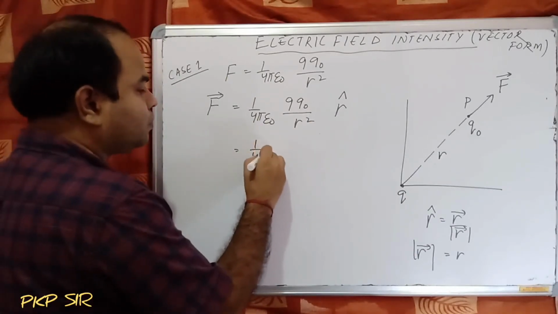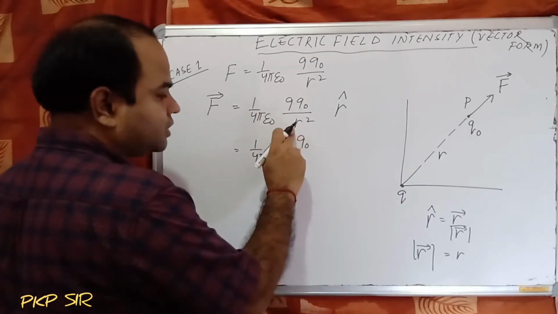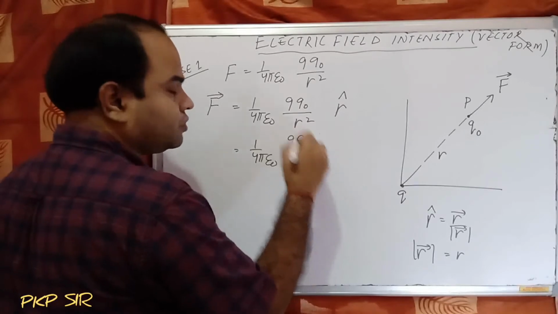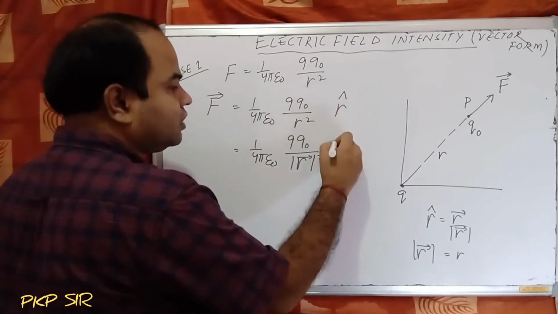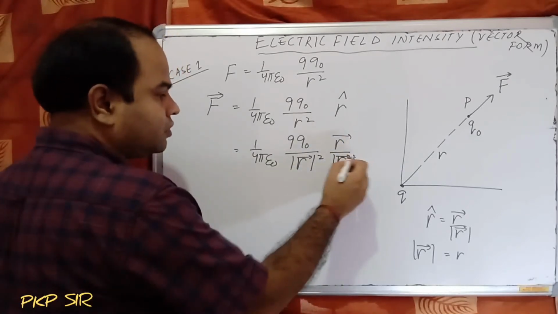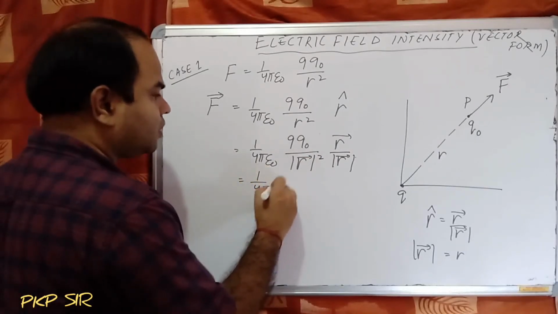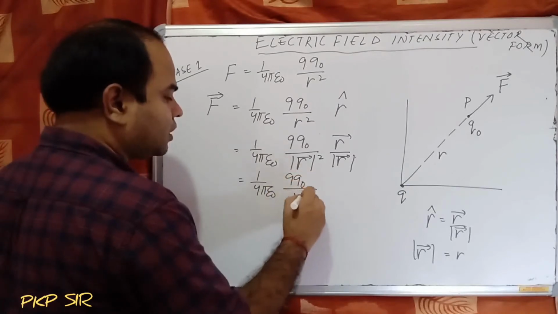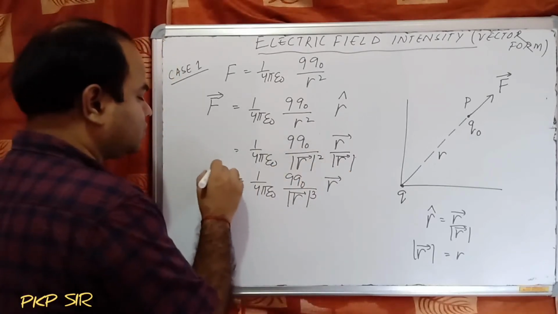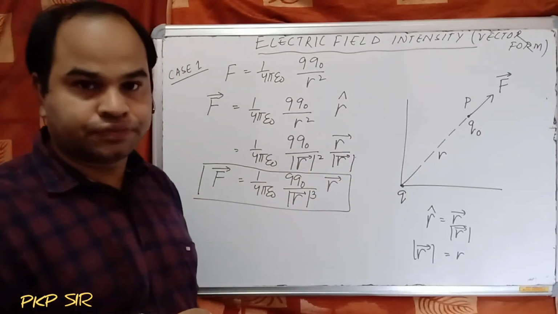So 1 by 4 pi epsilon naught, Q Q naught, divided by the magnitude of r vector squared, into r cap, which is that vector divided by its magnitude. So the powers combine to 3. So this is equal to 1 by 4 pi epsilon naught, Q Q naught by the magnitude of r vector cubed, into r vector. So this is the value of the force experienced by the test charge.